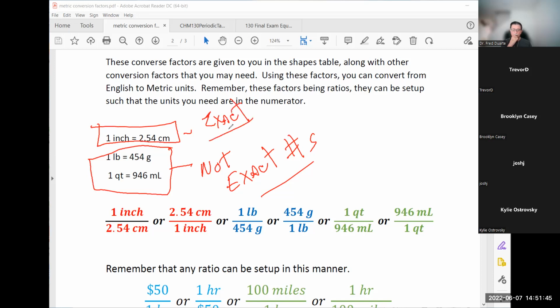2.54 centimeters and 1 inch. Only that unit is considered an exact number, not a measurement, and therefore will not factor in with respect to sig figs, but the bottom two could. Obviously the 1 pound is an exact number, but the 454 is a measurement, so there are 3 sig figs there. The 1 quart is an exact number, but the 946 is 3 sig figs, a measurement, okay?